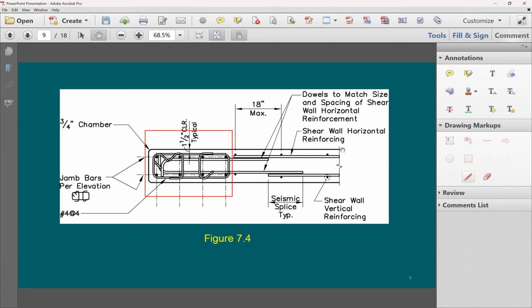The maximum spacing between any two vertical rebars or horizontal rebars is going to be 18 inches. And you will need to have 2 layers or 2 curtains of rebars once the shear demand is going above this limit.